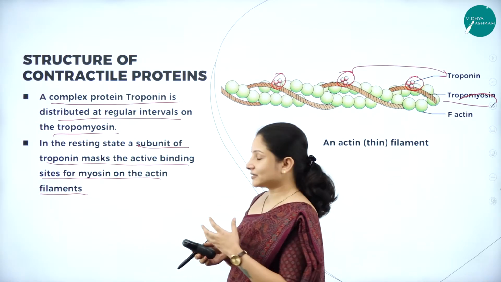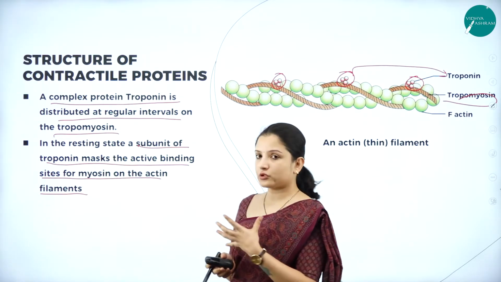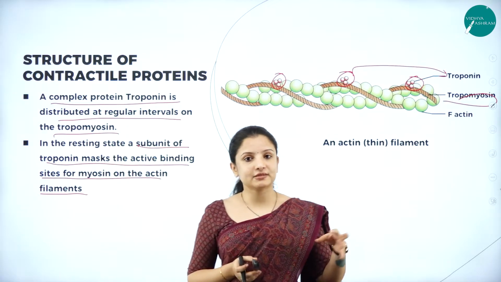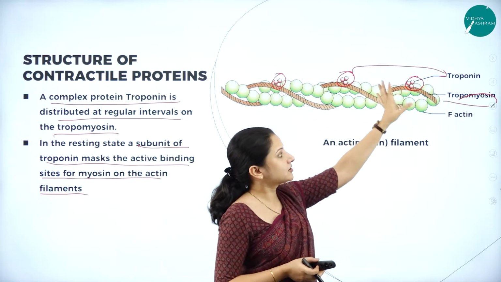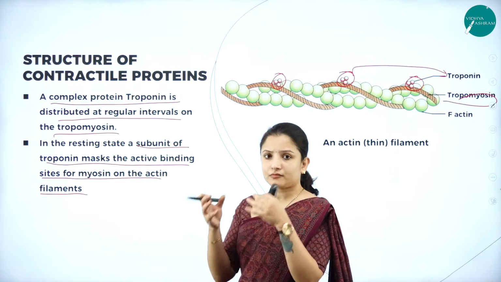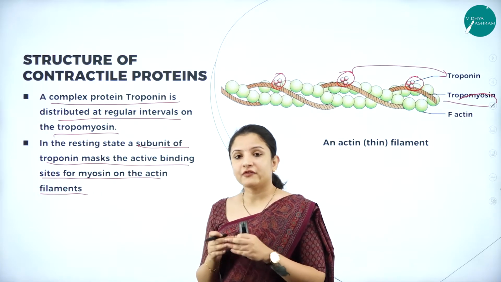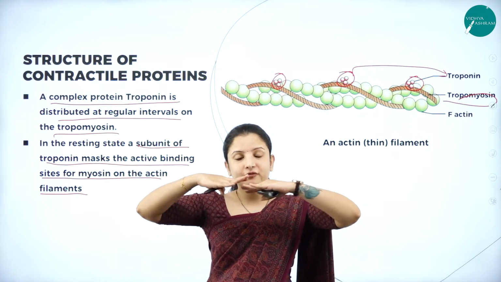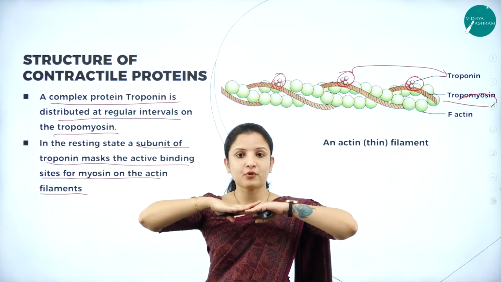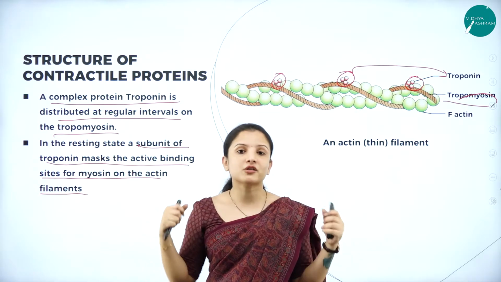So when they are in a resting or relaxation state, there are subunits of troponin, right? Where are the troponins present? They are present here and there, distributed on the tropomyosin protein. They cover, or mask, the binding site of the myosin. Why? Because the binding of myosin is important, right? Because if the binding of myosin occurs, then contraction will occur.